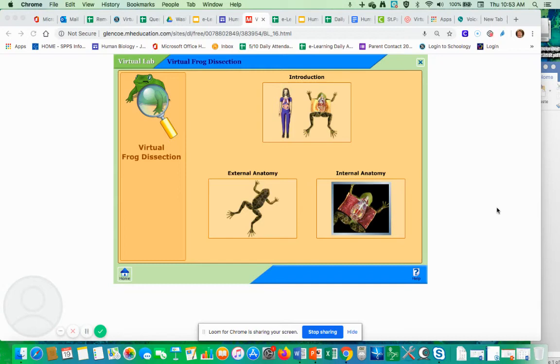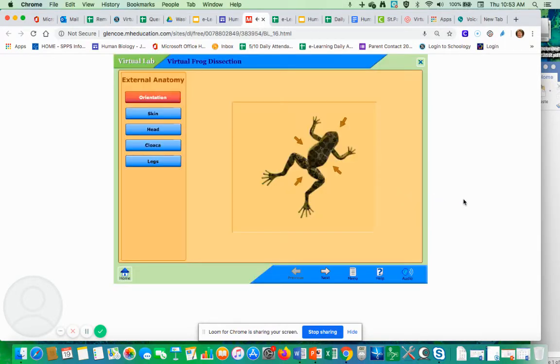Take a look at the second part of the virtual frog dissection. Look at this leopard frog's external or outside anatomy. The skin is smooth. Its top and bottom sides show different coloration. The top or dorsal side of the leopard frog can be green, gray, or brown. It has paler ridges along the back.